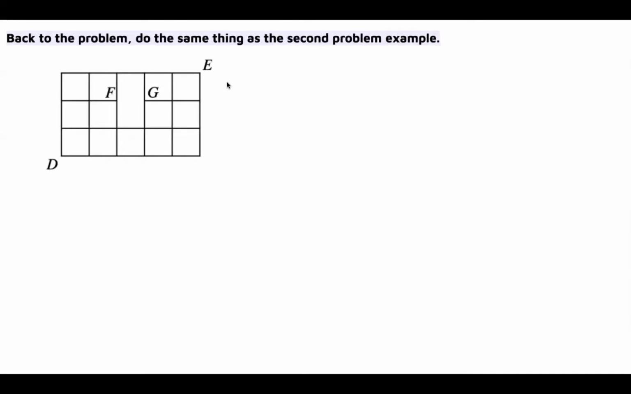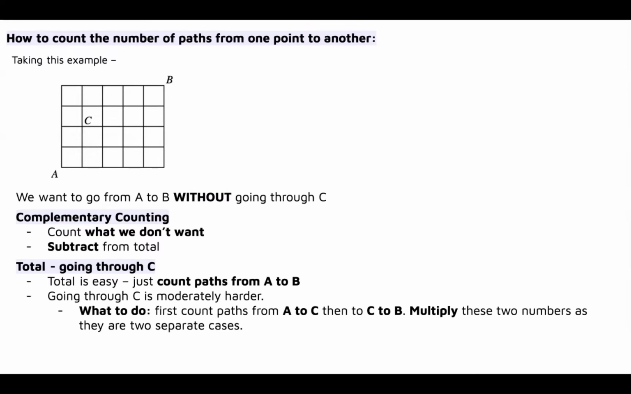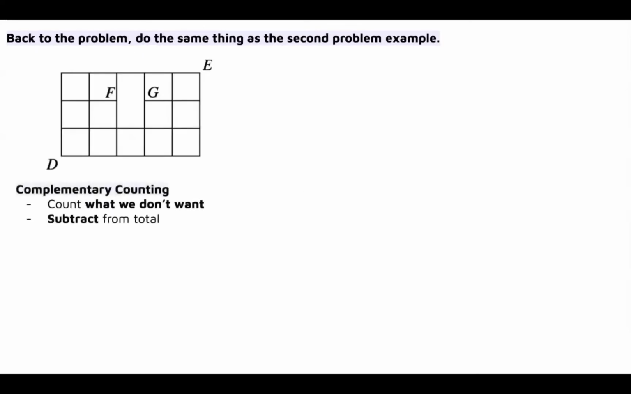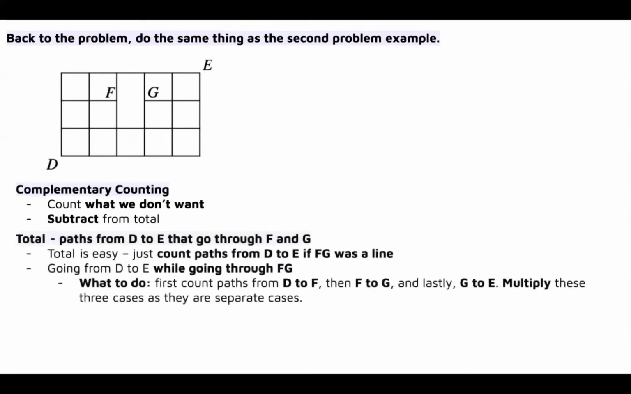Do the same thing as the problem that I gave you. Complementary counting. Of course, subtract what we don't want from the total. Total minus paths from D to E that go through F and G. So let's pretend F and G is a line. So I'm just going to quickly draw a line. This is just one line. So now it's easy. It's exactly the same as the problem I gave you in the past slide.